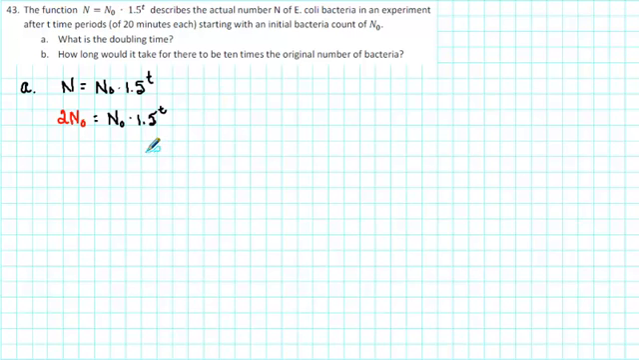The first step in solving for t is to divide both sides by n₀. On the left side we get 2, and on the right side we get 1.5^t.